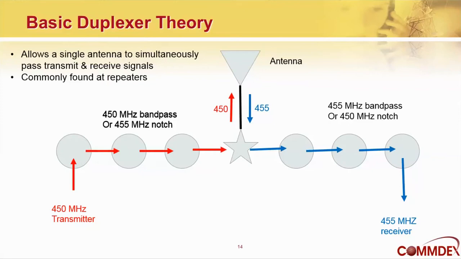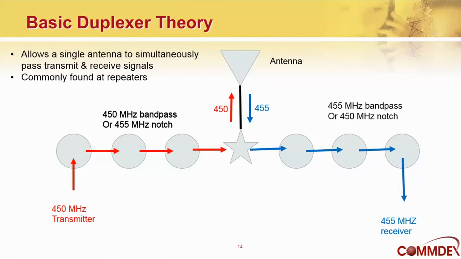So in a duplexer, what we're doing is taking a single antenna and creating high impedance and low impedance paths from the transmitter and the receiver so that they can operate together. The red signal in this drawing represents the transmit signal. We know that in the UHF band, we transmit on the low side and receive on the high side. So in this case, we have a 450 megahertz transmitter and a 455 megahertz receiver.